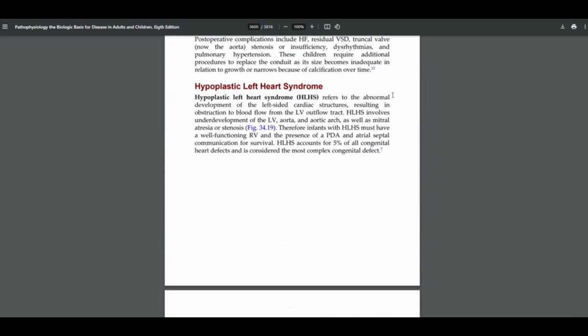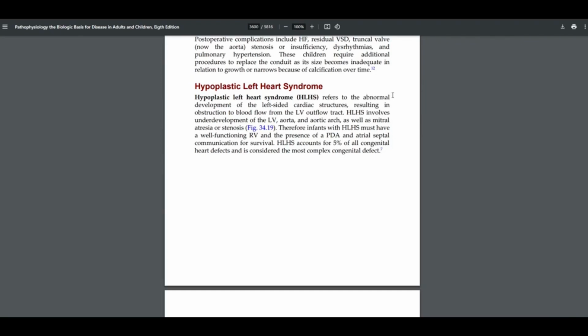Hypoplastic left heart syndrome refers to the abnormal development of the left-sided cardiac structures, resulting in obstruction to blood flow from the left ventricular outflow tract. Hypoplastic left heart syndrome involves underdevelopment of the left ventricle, aorta, and aortic arch, as well as mitral atresia and stenosis. Therefore, infants with hypoplastic left heart syndrome must have a well-functioning right ventricle and the presence of a PDA and atrial septal communication for survival.